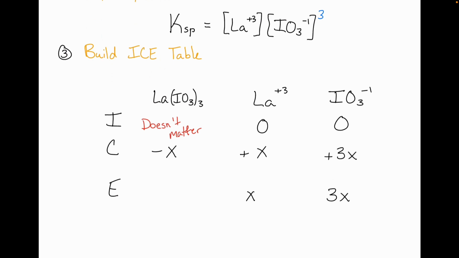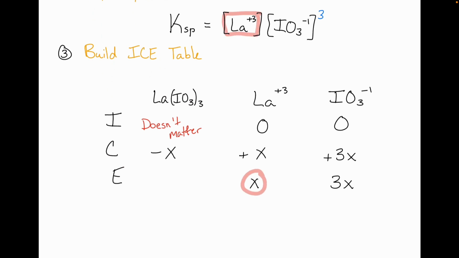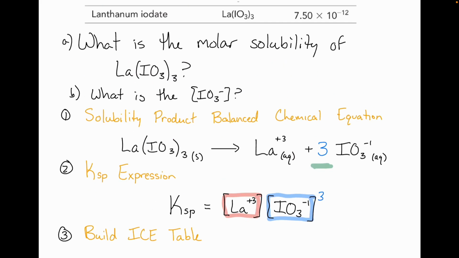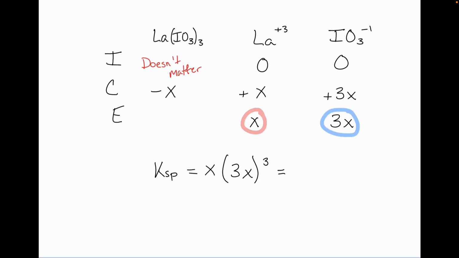And then again, this is where it's the easiest to make a mistake: now we're going to plug these values into our KSP expression. Lanthanum concentration is going to be replaced with x. Iodate concentration with 3x. So I'm going to get KSP equals x, and then in parentheses, 3x cubed. Right? That 3 also needs to be cubed. By far the easiest place to make a mistake. And that equals that value that we looked up, 7.5 times 10 to the negative 12.